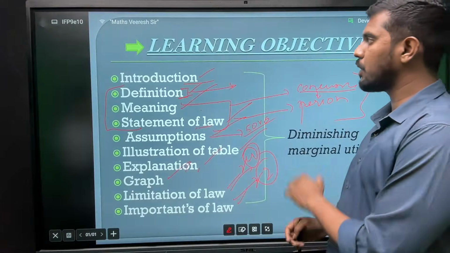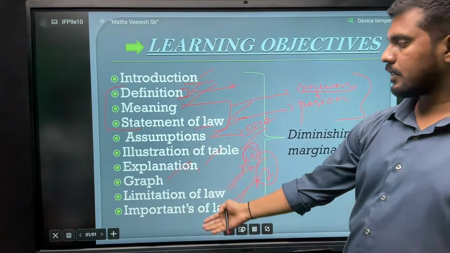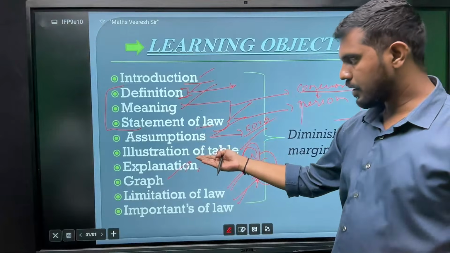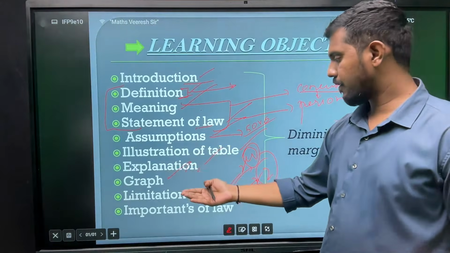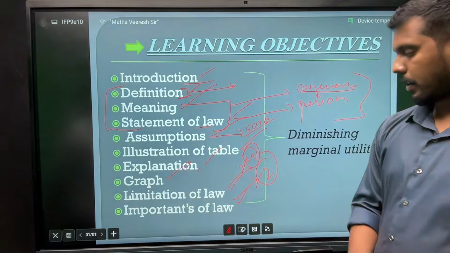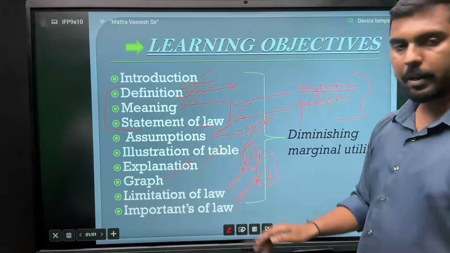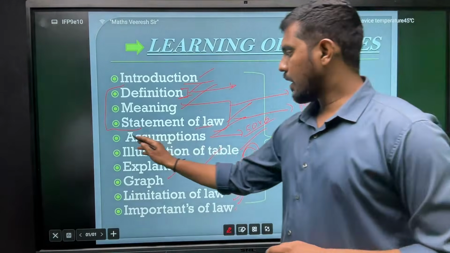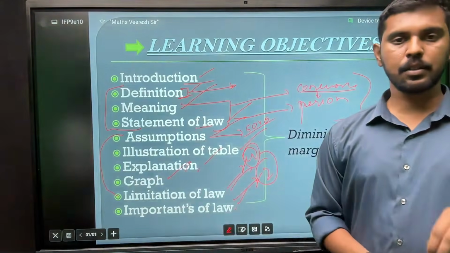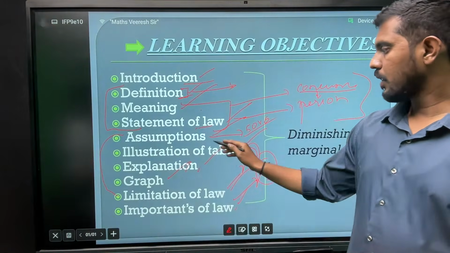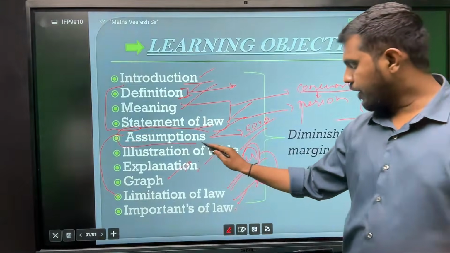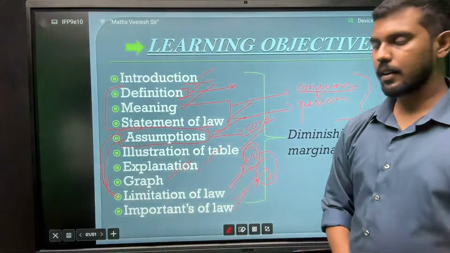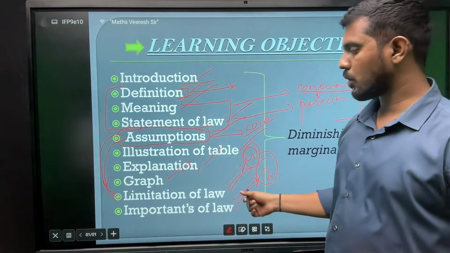So we'll go into depth of this 10 marks question. Write down all these things on the first page: introduction, definition, meaning, statement of the law, assumption, illustration of the table, explanation, graph, limitation of the law, and importance of the law. Remember, write only 2 for the importance, only 4 for limitation, and 5 to 6 for assumptions. Remember one thing: when the assumptions do not work, the law will not work. When assumptions do not work, it comes into the limitations. Remember this one.